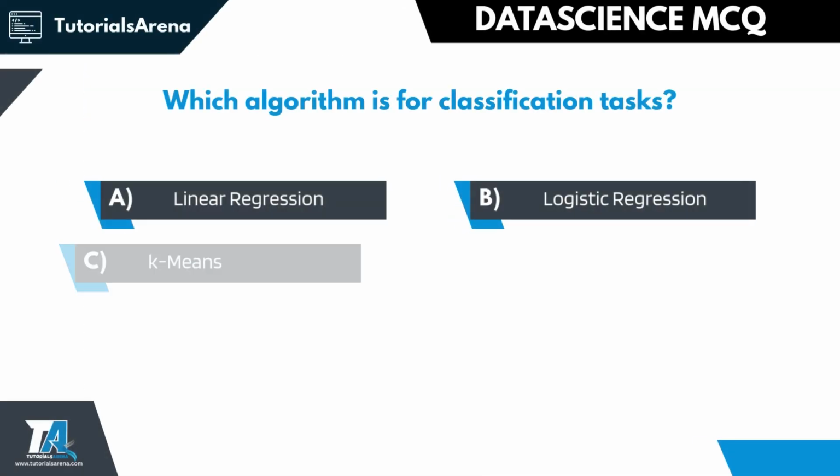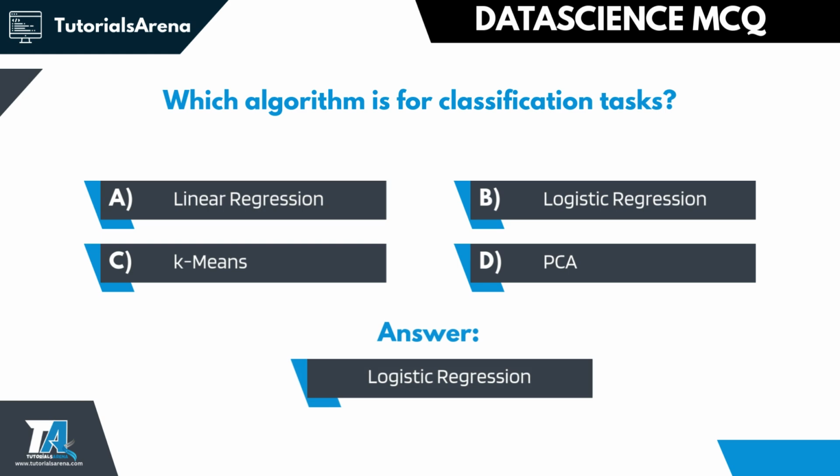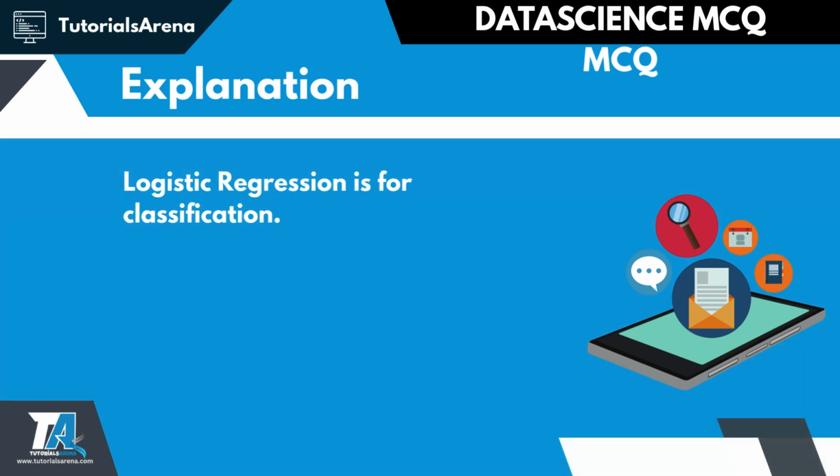Which algorithm is for classification tasks? The answer is option B, logistic regression. Logistic regression is for classification.